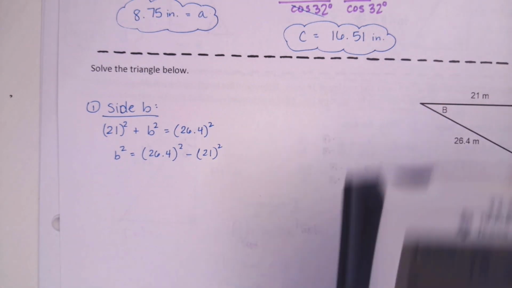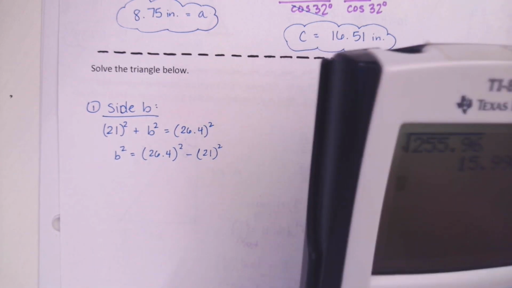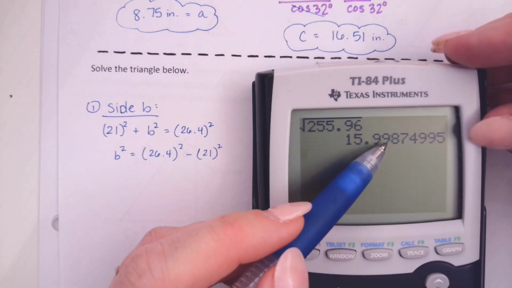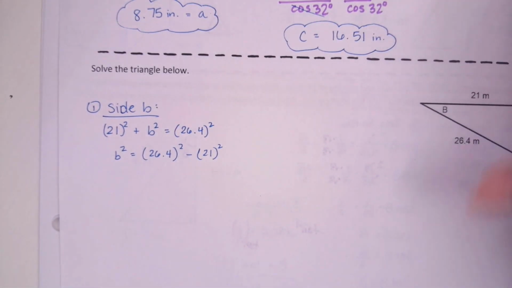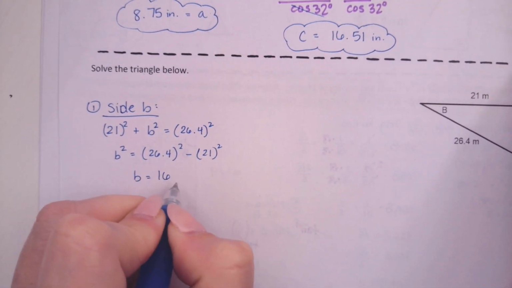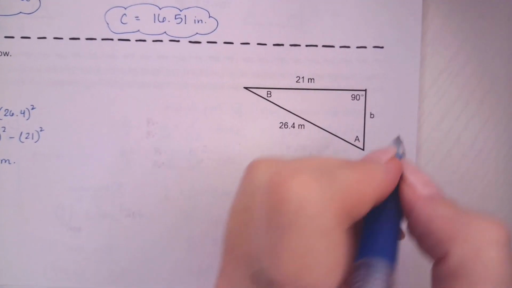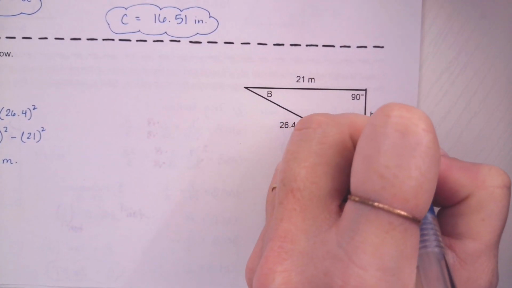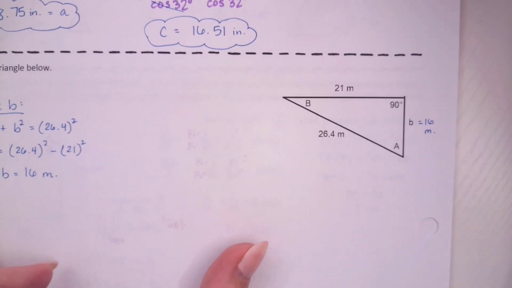What should we round to? We'll just call that 16. Rounding to two places on this one, the 8 would bump the 9 up, the 9 will bump the next 9 up, and so it goes to 16. You could write 16.00 if it makes you feel better. B equals 16, and these are in meters. All right, 16. And now we solve for one of the angles.